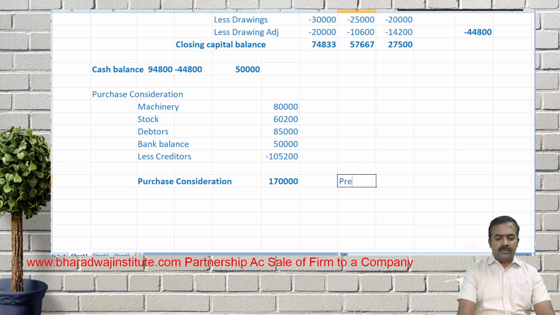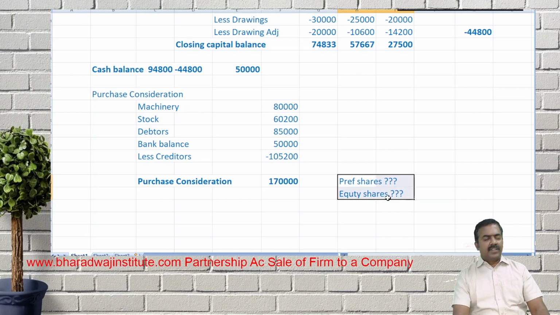How much of this is preference shares and how much is equity shares, we cannot work out now. This is not a cash account, it is the capital account. We have to see the profit sharing ratio and surplus capital, and based on that we have to work out what? Preference share capital and which one? Equity share capital. In this problem we will combine piecemeal distribution also. We'll see.